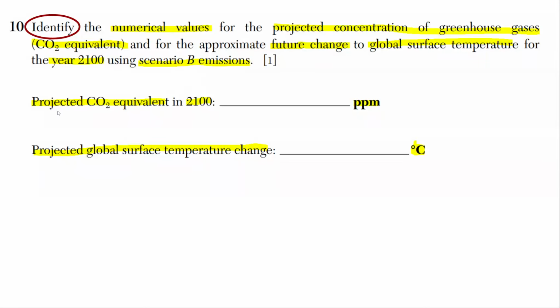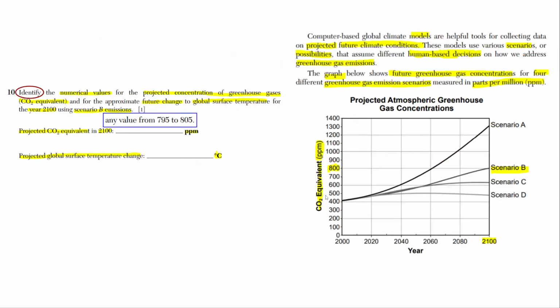Okay. So first, let's find the projected CO2 equivalent in the year 2100 in parts per million. So I'm going to come over here. I know it's talking about CO2 equivalent in parts per million. Then I see in scenario B for the year 2100, the concentration was around 800 parts per million. So if you put any value from 795 to 805, that will be correct over here, as it wants a numerical value.